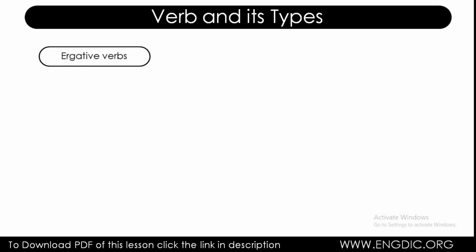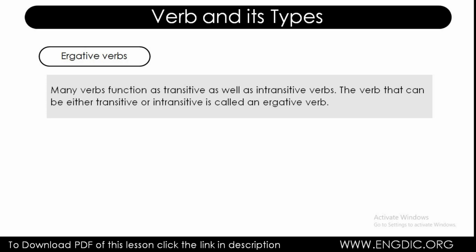Moving towards the ergative verbs. Many verbs function as transitive as well as intransitive verbs. The verb that can be either transitive or intransitive is called an ergative verb. In this case, the object of the transitive becomes the subject of the intransitive sentence. Here are some examples.